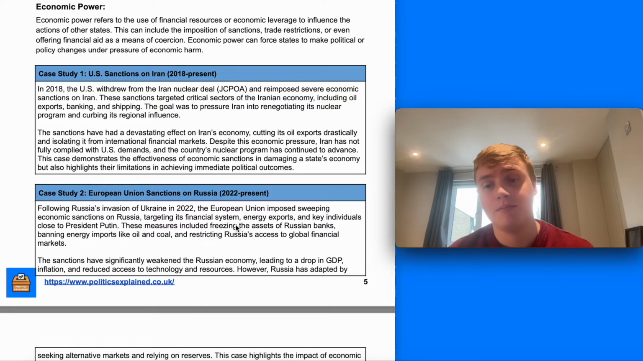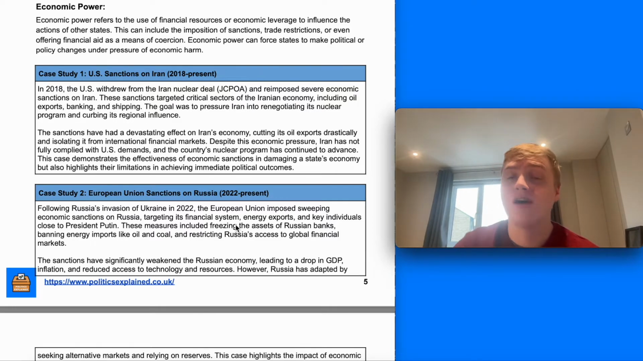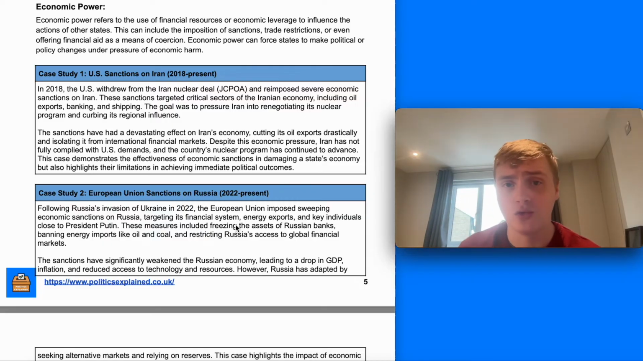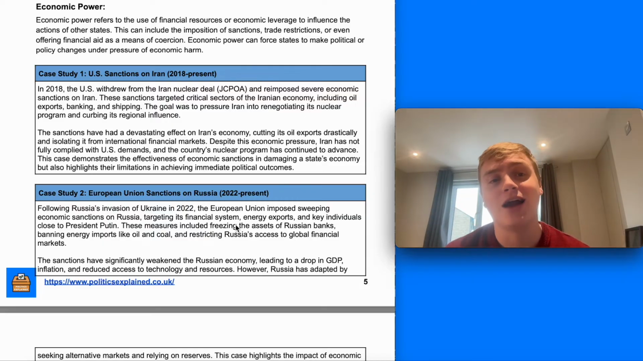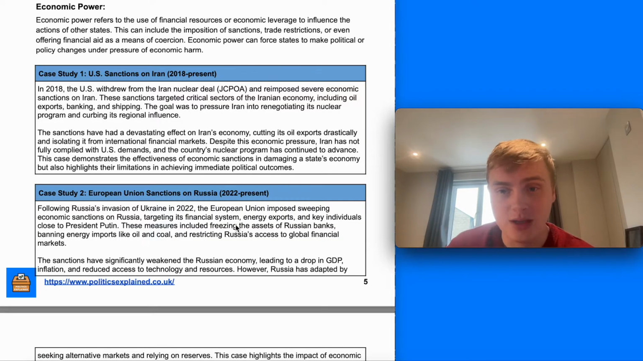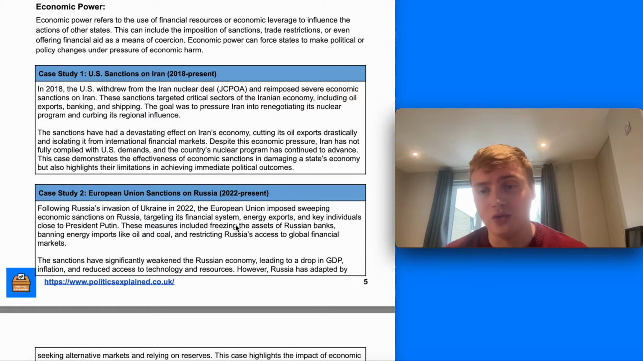The next key example of hard power is economic power. And that refers to the use of financial resources or economic leverage to influence the actions of other states. So you can impose sanctions on a state, and that, of course, prevents them or makes it much more difficult and more expensive for them to export, or more expensive for them to import, overall just harming their economy, making things more expensive for their population, harming their overall economic growth, and often actually causing significant hardship for the population.